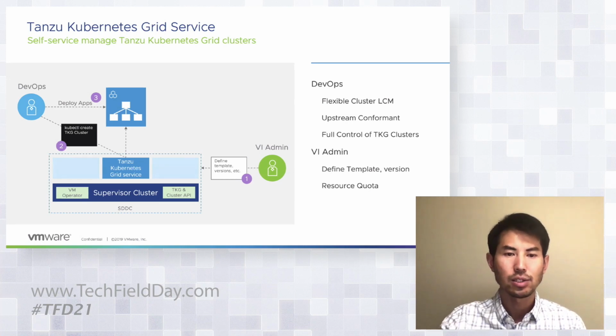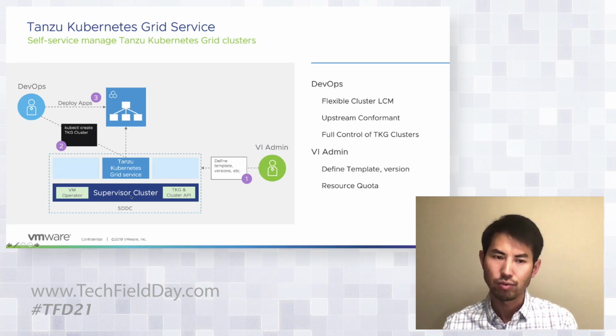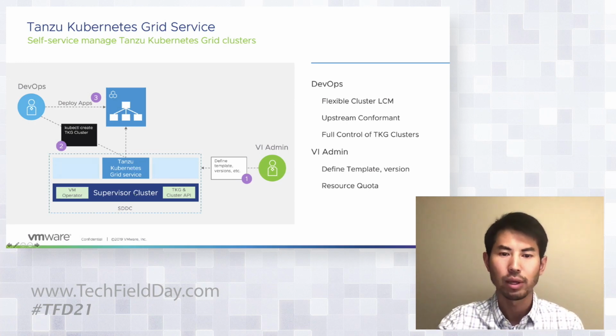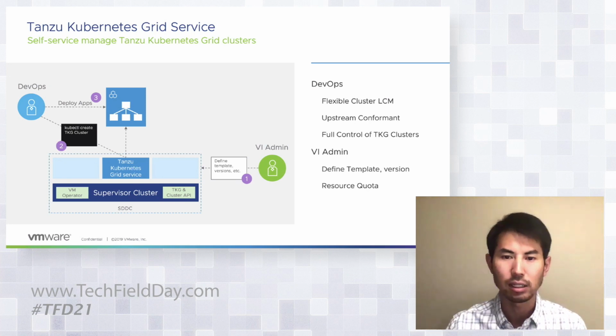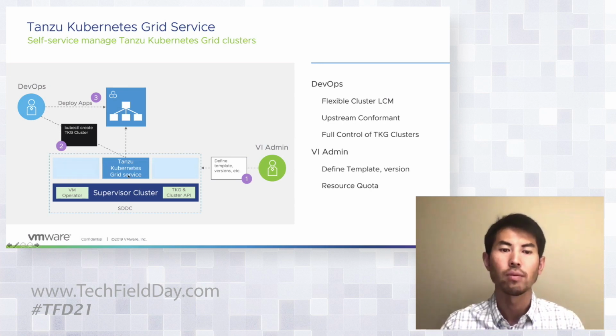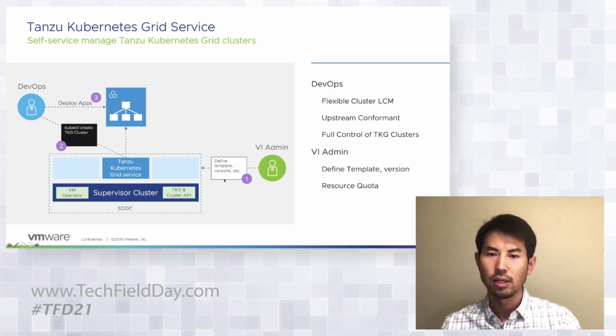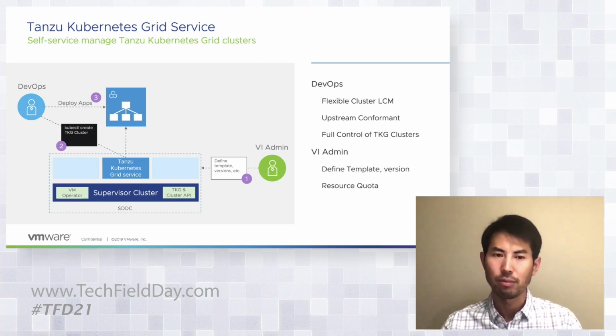In this case, you can see that in the supervisor cluster down here, we have a few different operators running. We have a virtual machine operator, a TKG operator, and also Cluster API, which is an open source effort managed by the Kubernetes community. With this setup, and the Tanzu Kubernetes Grid service running on the supervisor cluster, as a VI admin, I can define which standard Kubernetes template, version, or topology my developers are entitled to use. So I can manage from that angle.